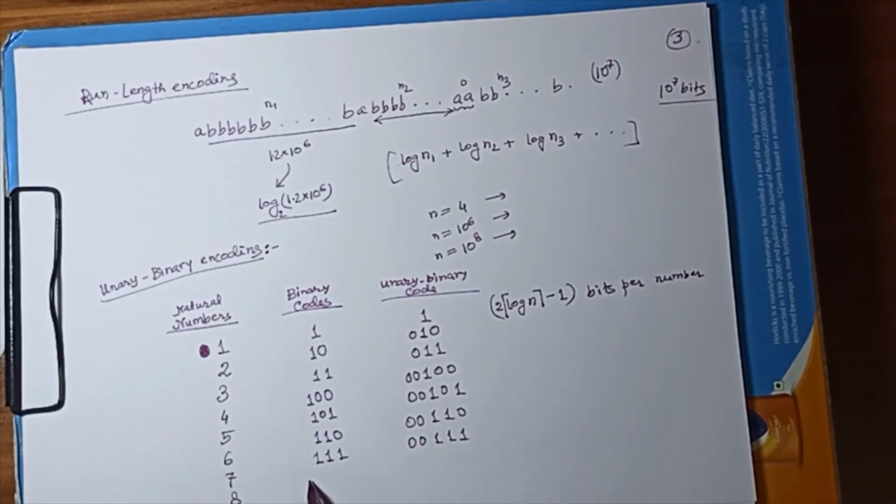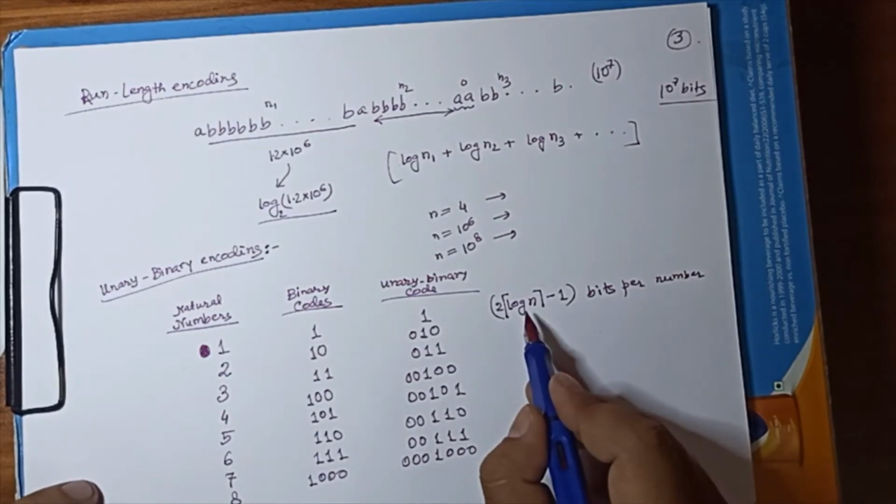If I take 8, it will be 1 0 0 0. In that case, I will proceed with 3 zeros, then 1 0 0 0. So this is 8. Log 8 is 3. 2 into 3 is 6, minus 1, 5.